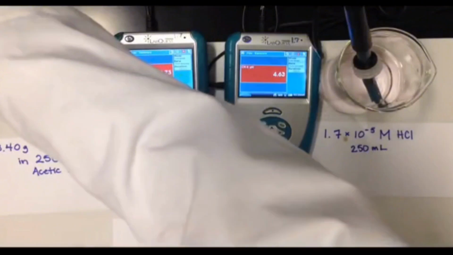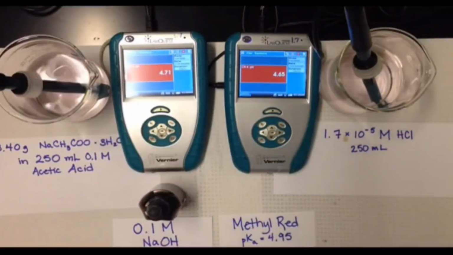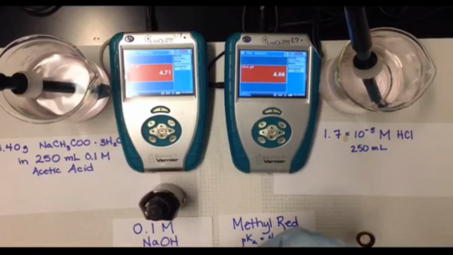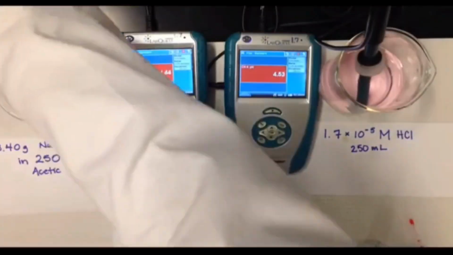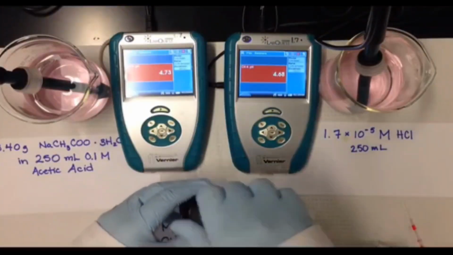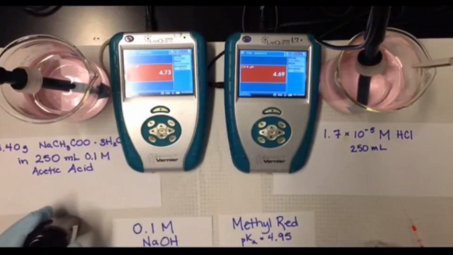We also have 0.1 molar sodium hydroxide solution as well as methyl red indicator, which is going to show us visually what happens to the pH as we add a strong base. So we'll add methyl red indicator to both of these solutions and stir a little bit to give the solutions some color. And next we're going to add equal volumes of the 0.1 molar sodium hydroxide solution to each beaker. Sodium hydroxide is a strong base, so the pH of the solutions should go up.